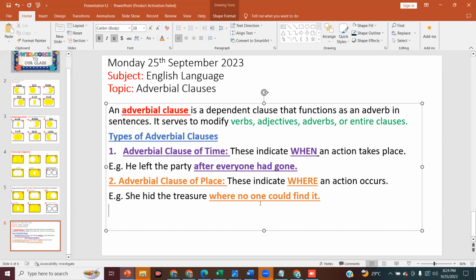Right. So we have two types of adverbial clauses so far that we know. What are they? Adverbial clause of time and adverbial clause of place. Very good. Good. Number 3.